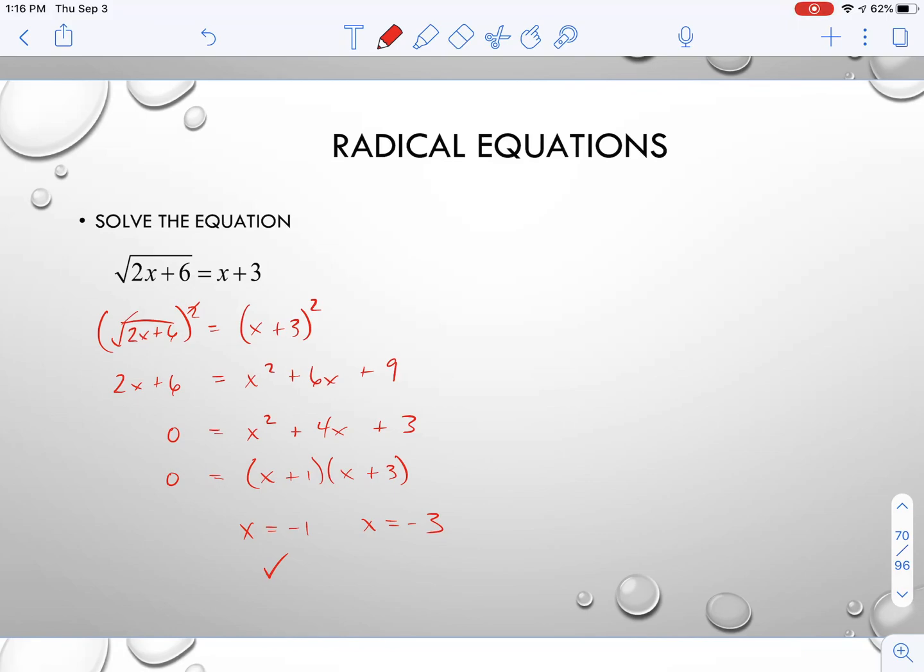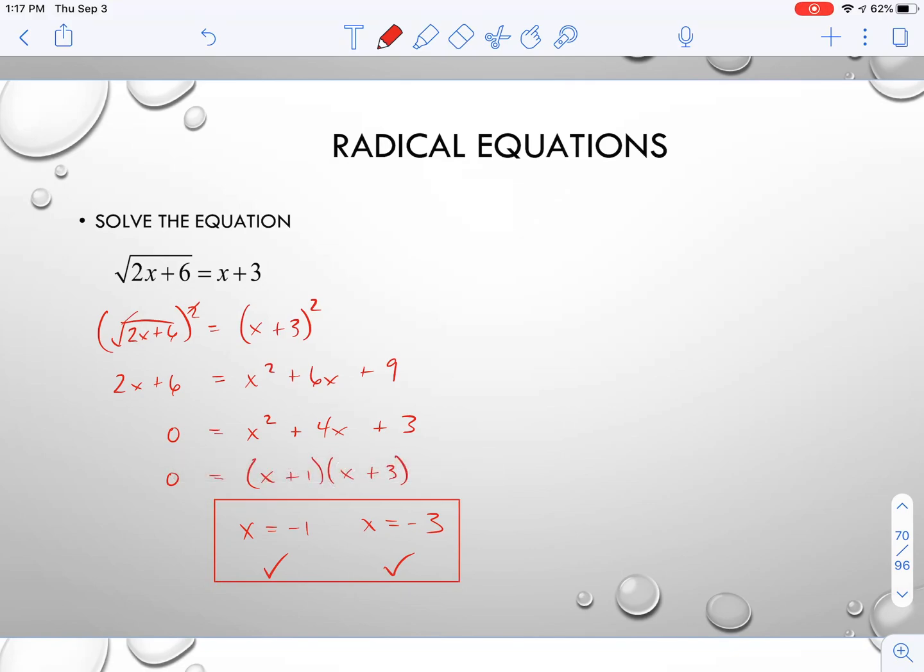My second value: I'm going to have 2 times -3, or -6, plus 6, is 0. Square root of 0 is 0. And on the right, I have -3 plus 3, and this also works out to 0. Right? So that equation checks as well.